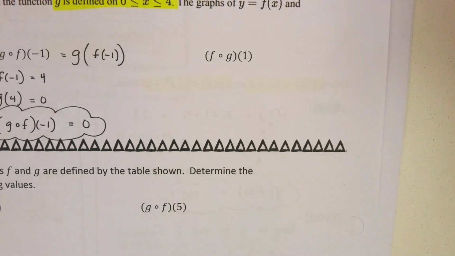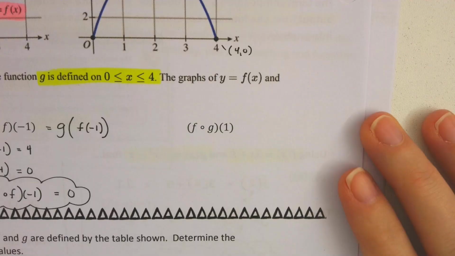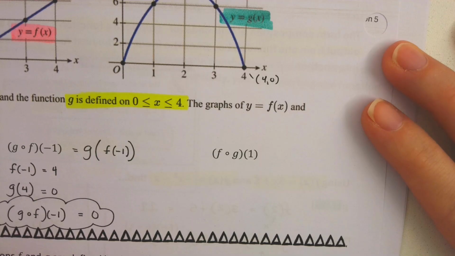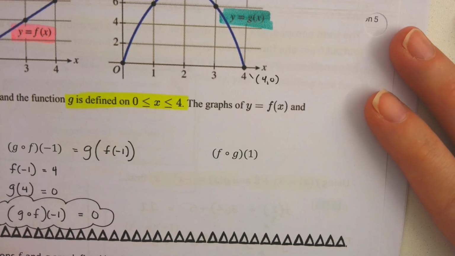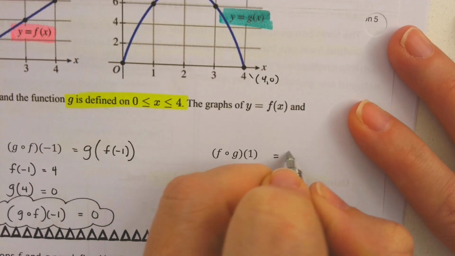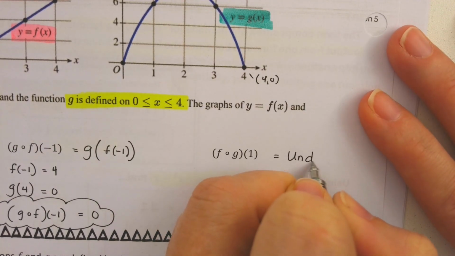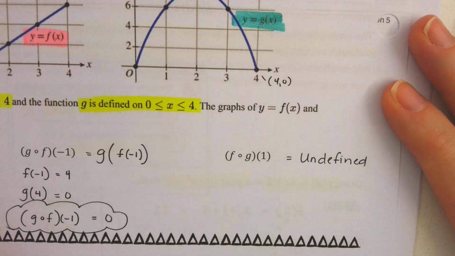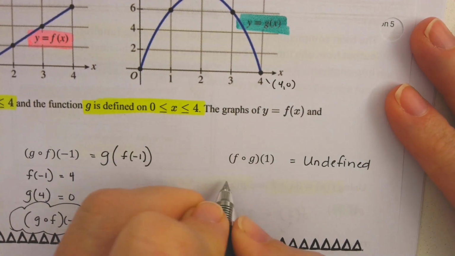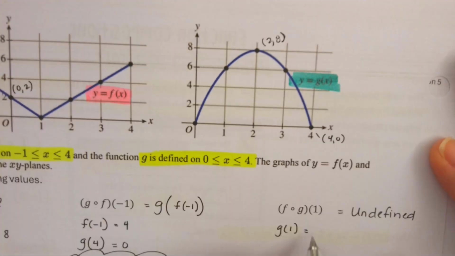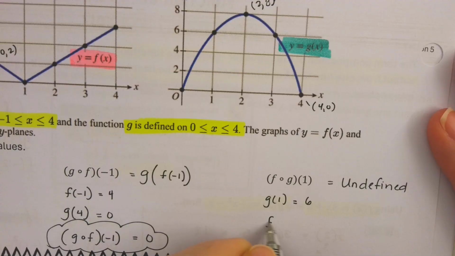Alright, Jose, can I have your group tell me what you wrote for this answer? For F of G of 1? What'd y'all write? It is undefined. Undefined. Let's look at why. If I did G of 1, does G of 1 have an answer? Yes. G of 1 is 6. It's right here. Okay, so then I would have to do F of that answer, F of 6.